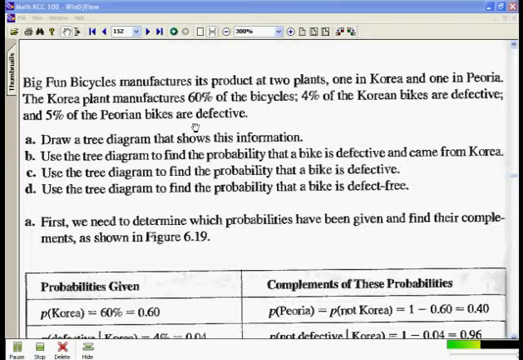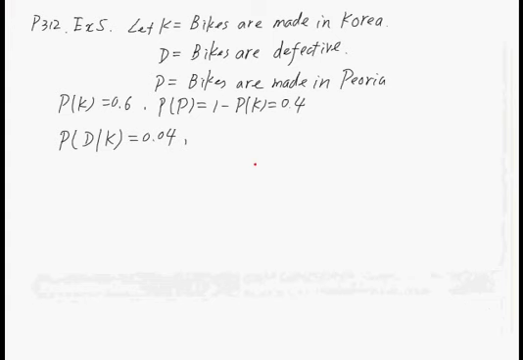And then it says 5% of the Korean bikes are defective. This is talking about another conditional probability, P of D, the bikes are defective, given that the bikes are made in P. So given that P, this is equal to 5%, 0.05, right?